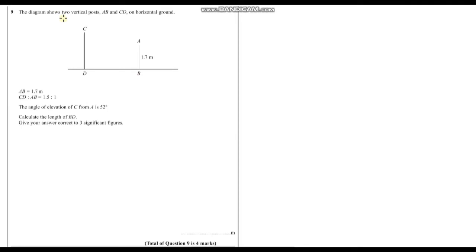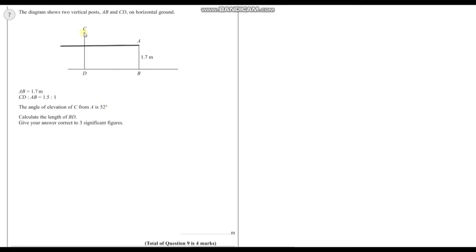Question 9. The diagram shows two vertical posts, AB and CD, on a horizontal ground. AB is 1.7 meters, and the ratio of CD to AB is 1.5 to 1. The angle of elevation of C from A, so we could draw this in. Let me just get my line tool out. If we draw a horizontal line, and obviously this isn't perfectly to scale, but hopefully you get the idea. This is a horizontal line which is parallel with the ground.